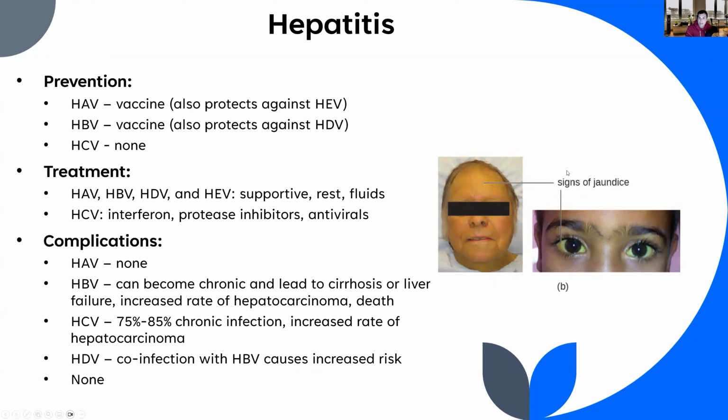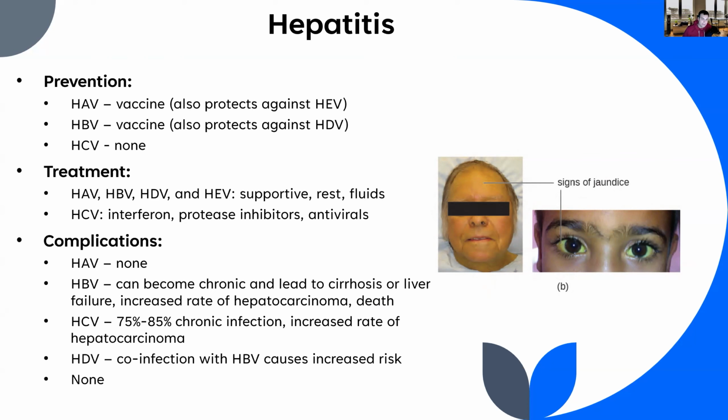What I am showing you on the right are signs and symptoms of jaundice. So this is the yellowing of the skin, and this is the yellowing of the white part of the sclera of the eyes. Treatment. So for Hep A, B, D, and E, usually supportive treatment, rest and fluids is sufficient. For the most part, your body is able to get rid of those viruses over time.